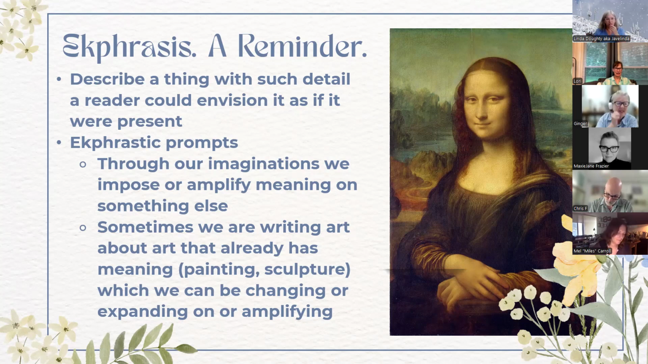And ekphrastic, I mostly am saying this as a reminder that we're describing a thing with such detail that a reader could envision it if it were present. That is the literal definition of what ekphrastic is. But for us, much like hermit crab, we're using this for an opportunity to launch off into our creativity. What could the secret behind Mona Lisa's smile bring out in our memories or in our narratives that we're working on for our novels, for our creative writing? What could it do to break up something new for you to write?